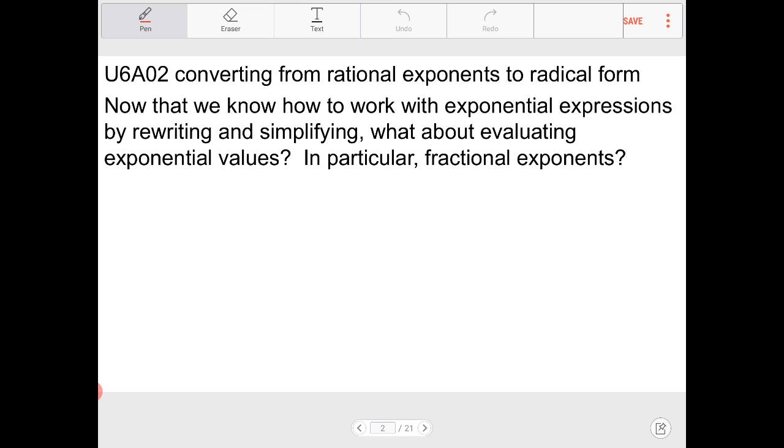We haven't really talked about evaluating exponential expressions yet, although we are familiar with it. We're familiar with evaluating exponential expressions, in particular values that are integers. We now know how to evaluate negative exponents as well as positive integer values. What about fractional exponents? This is going to be the focus of the lesson. How do we evaluate fractional exponents?